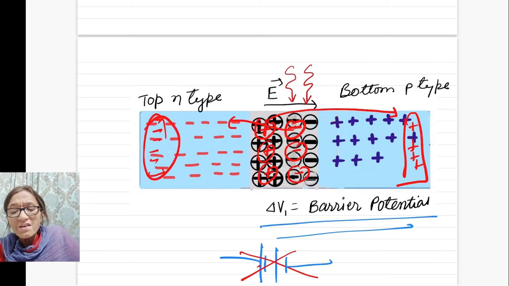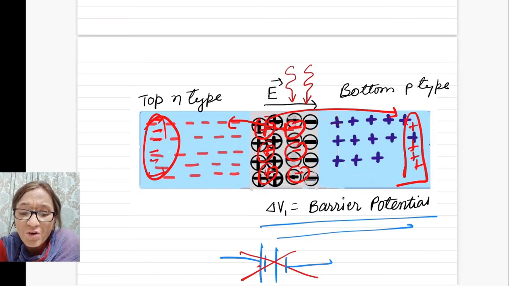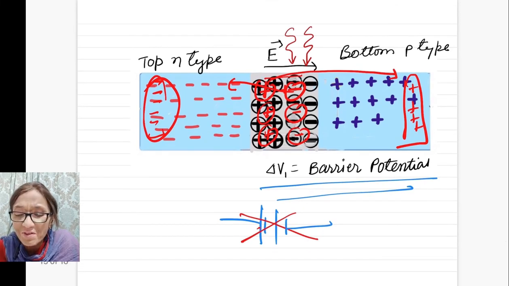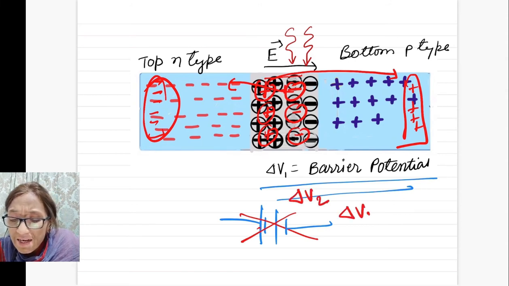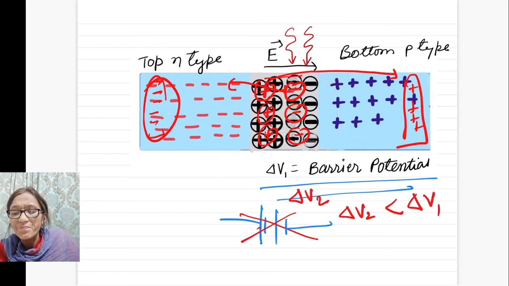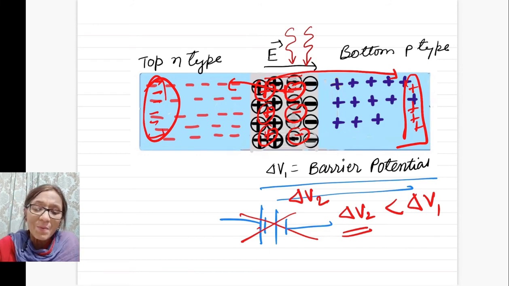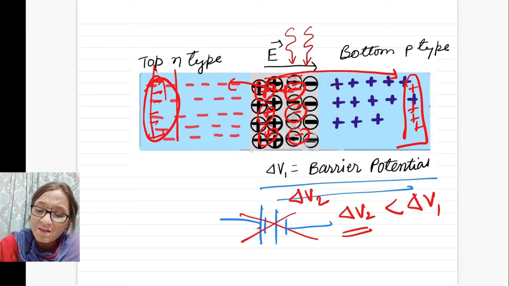charges. And also you will find that there are not only a few charges, many charges are there, and they will cancel or reduce these minority carriers. These minority carriers will be reduced, and due to which this potential barrier will be reduced. You will have a new potential barrier del V2, and this del V2 will be less than del V1. The potential barrier is reduced, and the amount by which the potential barrier is reduced, by the same amount potential is developed.